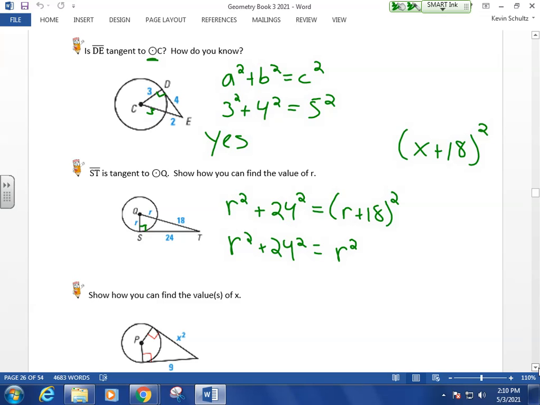R squared plus what? Ooh, you're missing something. Remember, you can't just distribute that exponent in, right? You have to actually take R plus 18 times R plus 18. If you just distribute the exponent, then you miss that middle term. Josh? 24?